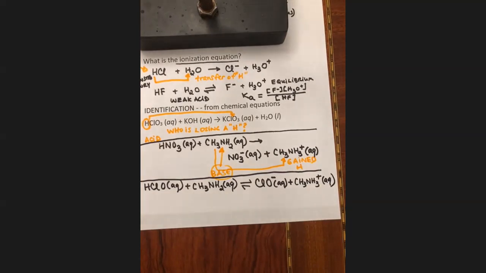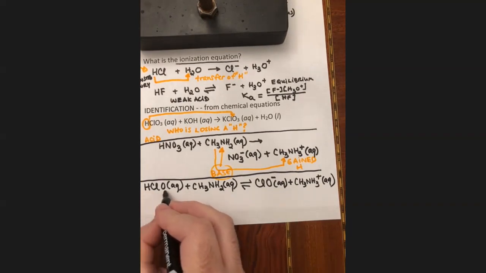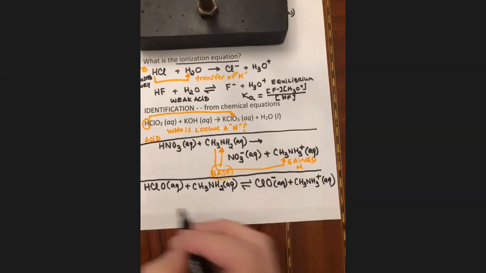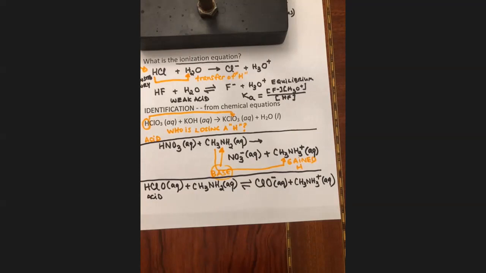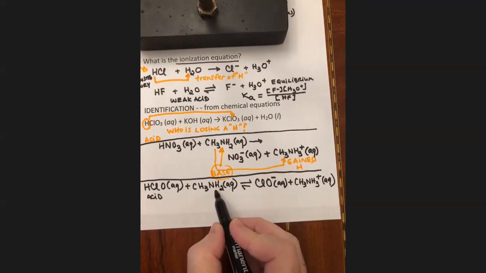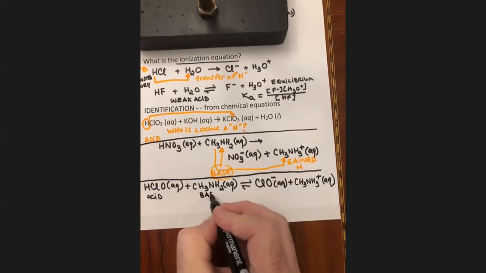Again, who is the acid? Well, the one that lost a hydrogen. This guy had HClO, and now it's just ClO. Okay, so that's my acid. Who was the base? Well, the one that increased the number of hydrogens. So this went from NH2 to NH3. So that's my base.